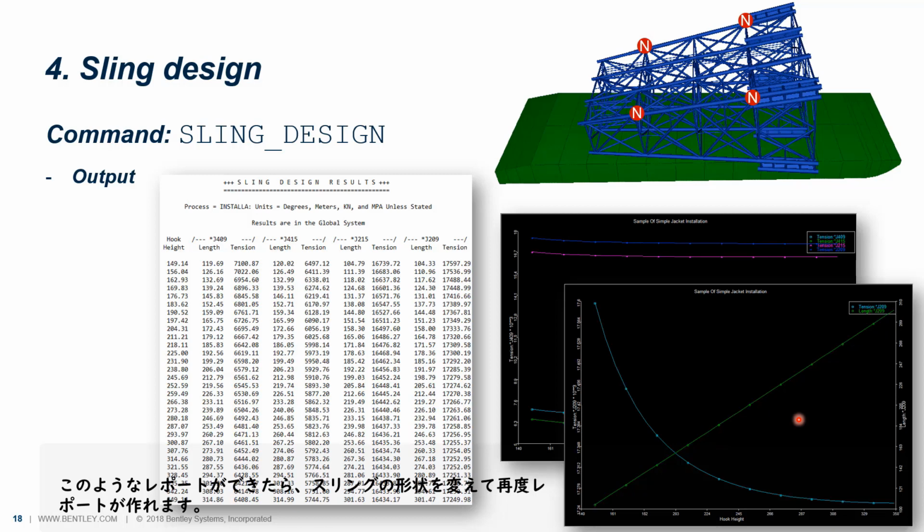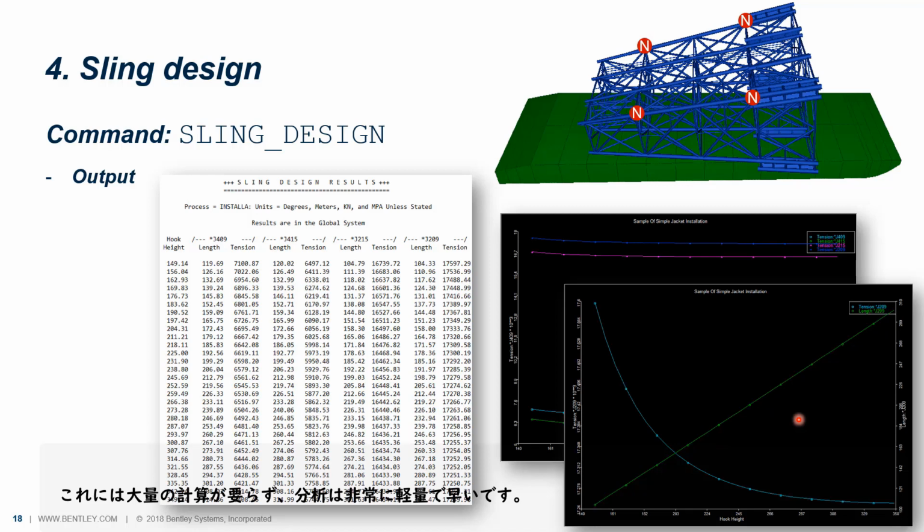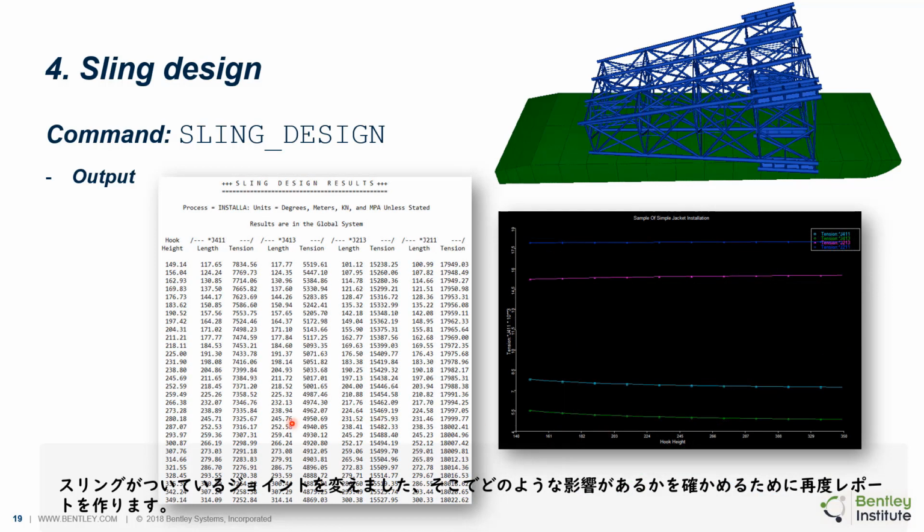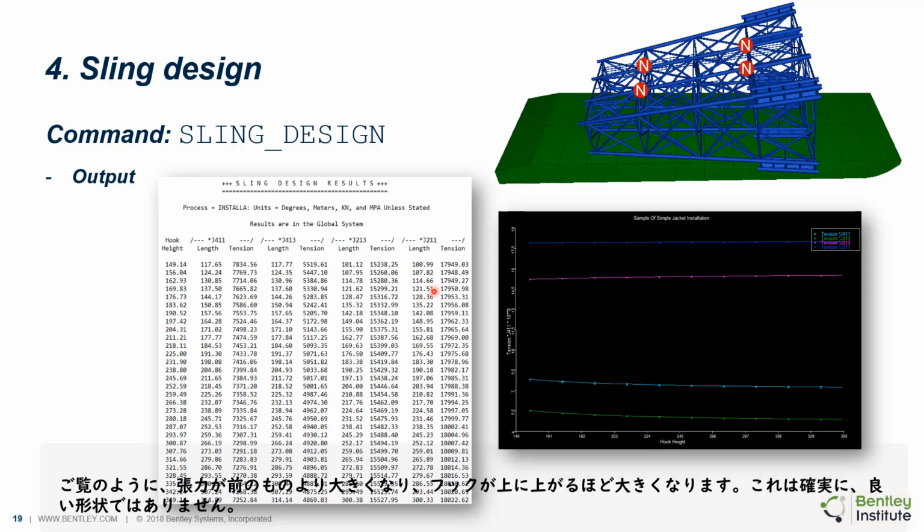Once we get this kind of report, we can change the configuration of the slings, then get the report again. Because this does not need heavy calculation, the analysis is very light and quick. What I mean is, I change the joint which the lines are attached to, then get the report again to see how things changed. As you see, the tension gets higher than the previous and increases as the hook goes up.